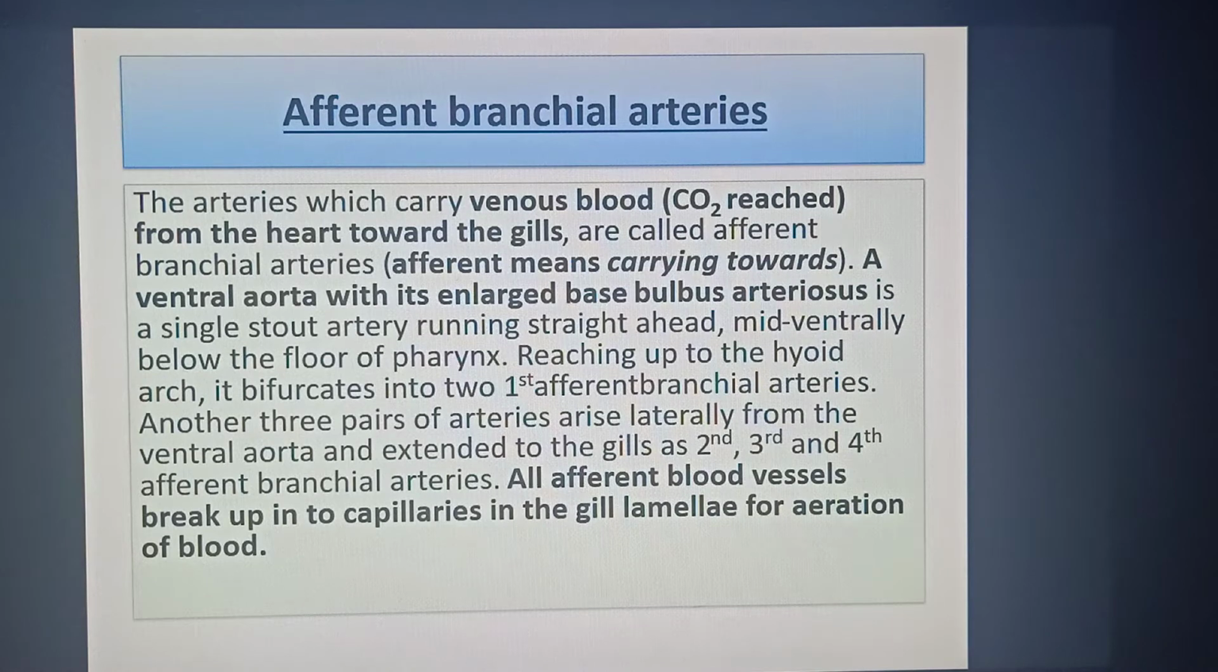The arterial system of fish is composed of three parts, namely number one, afferent bronchial arteries, number two, efferent bronchial arteries, and number three, the dorsal aorta and its branches. So first of all, it is about afferent bronchial arteries.